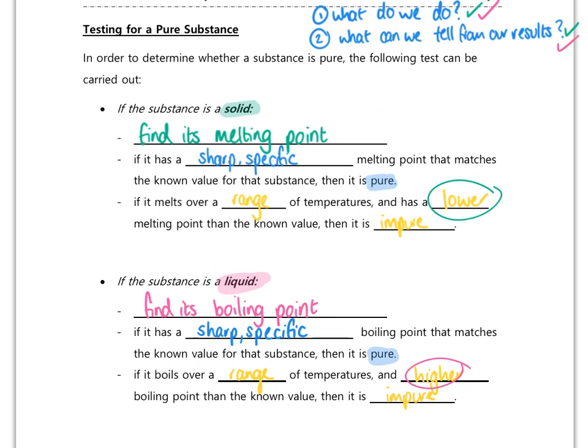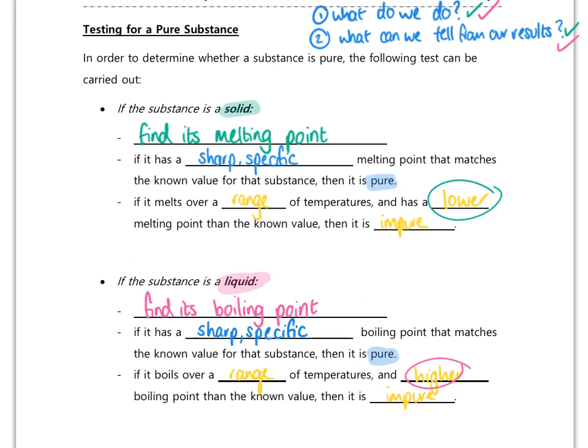Now, normally in the exam, you'll be asked, how do you prove that this substance is pure? So say for example it's a solid, you would say find its melting point and it should have a sharp, specific melting point that matches the known value for the substance. Or if they say, how would you prove that this solid is impure? You would find its melting point, and if it's an impure substance, it will melt over a range of temperatures that is lower than the melting point known for that substance, then it is impure.